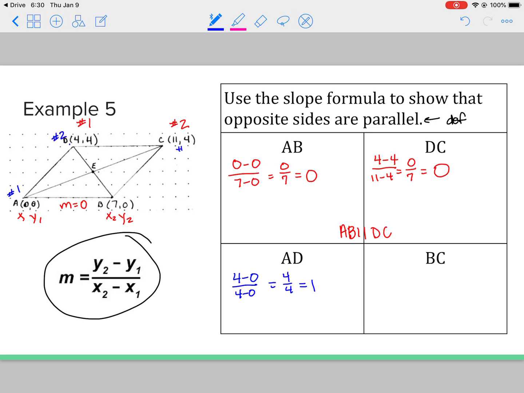And then for CB, I'll use C as number 2 and B as number 1. So that'll be 4 minus 0 over 11 minus 7. So again, it's 4 over 4, which equals 1. So since the slope of AD was 1 and the slope of BC is 1, AD is parallel to BC. So both sets of opposite sides are parallel.